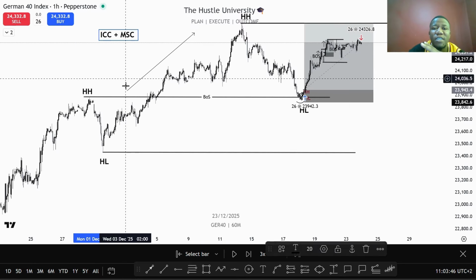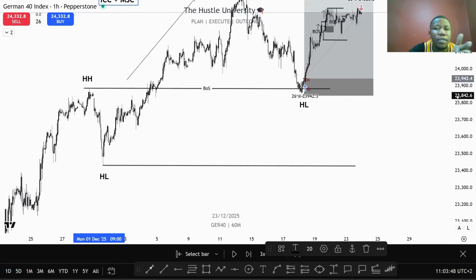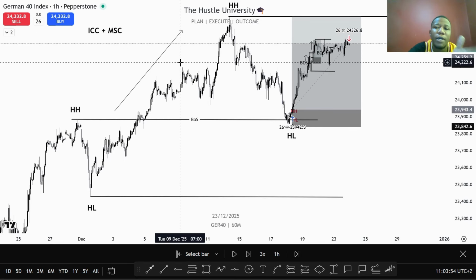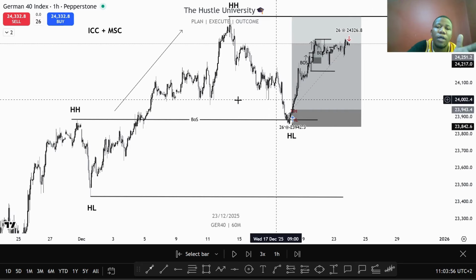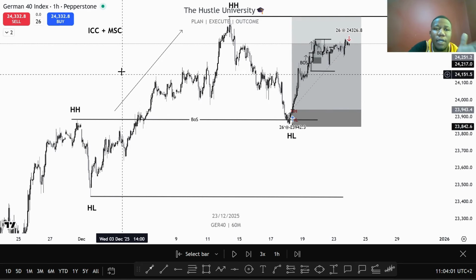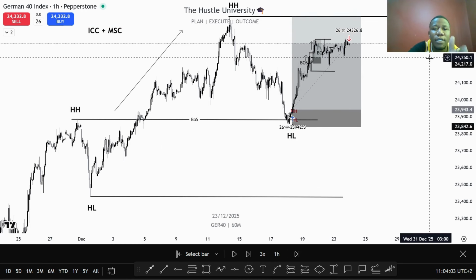Remember ACC, the application of ICC and market structure. But obviously, when you combine ICC and multi-timeframe market structure correlation, with the internal structure on the smaller time frame being in correlation with the higher time frame structure, then your chances of winning that trade are very high. You get what I'm saying?